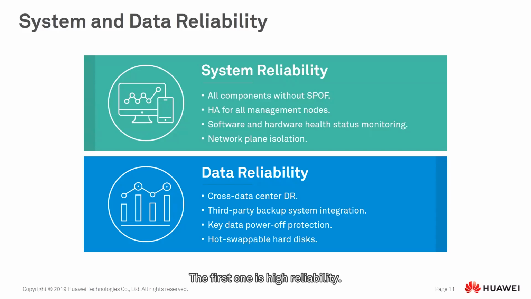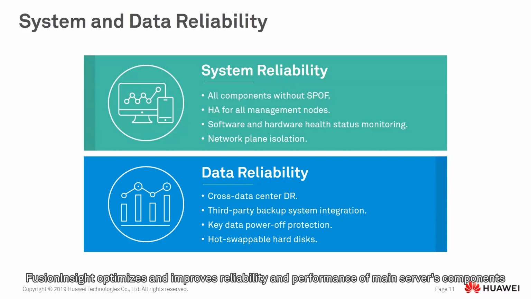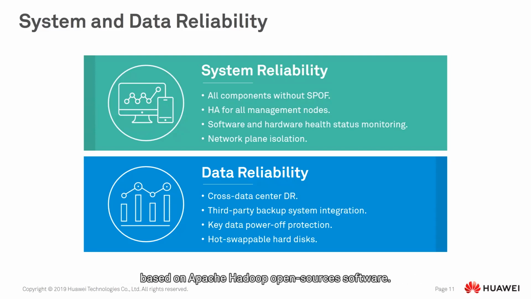The first one is high reliability. Fusion Insight optimizes and improves reliability and performance of main service components based on Apache Hadoop open source software. There are two parts: system reliability and data reliability.